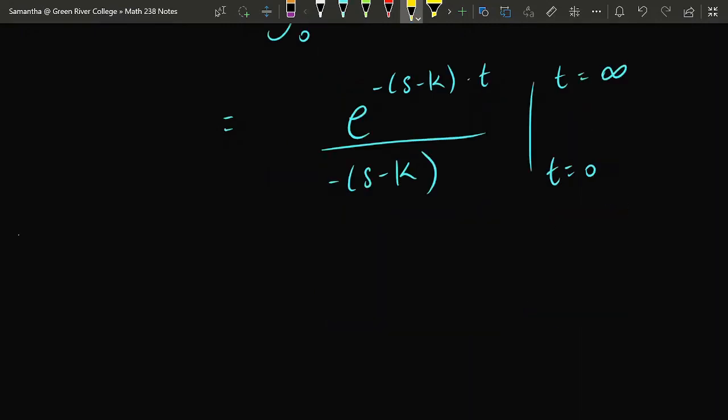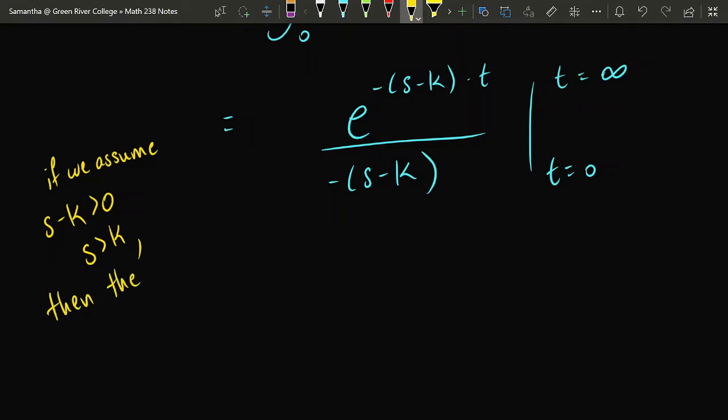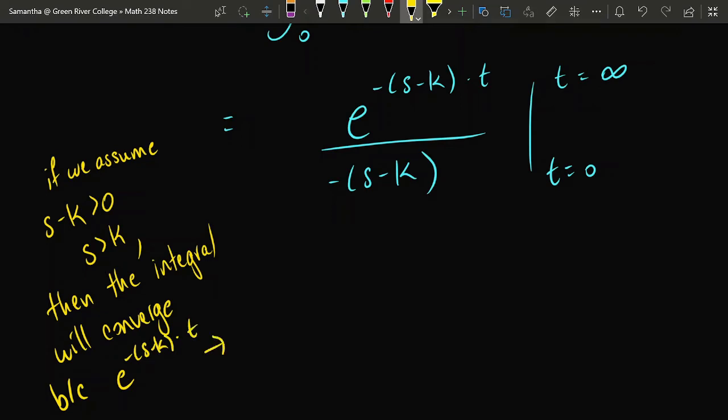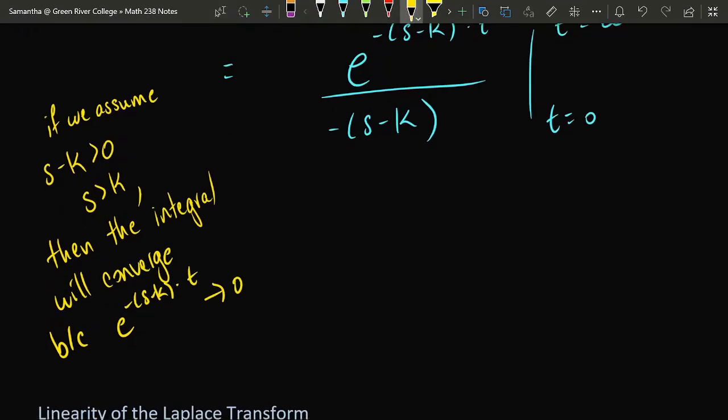Now in this case, having s greater than 0 may not quite be enough, but if we assume that s minus k is greater than 0, so that s is greater than k, then the integral will converge because in that case, e to the negative s minus k times t will go to 0 as t goes to infinity.